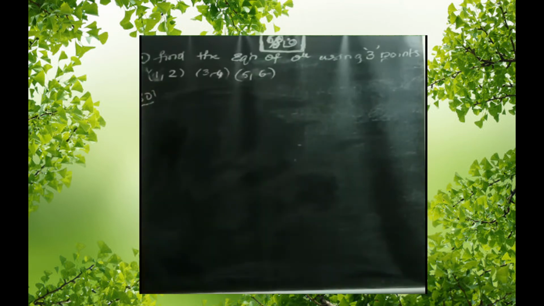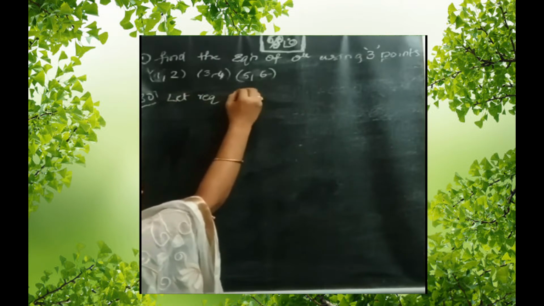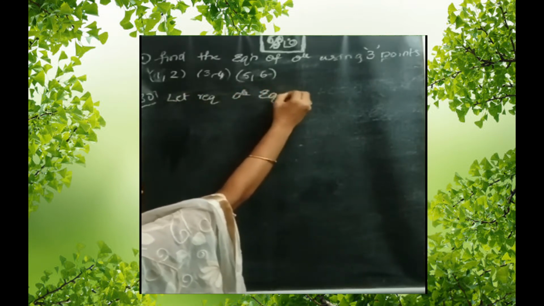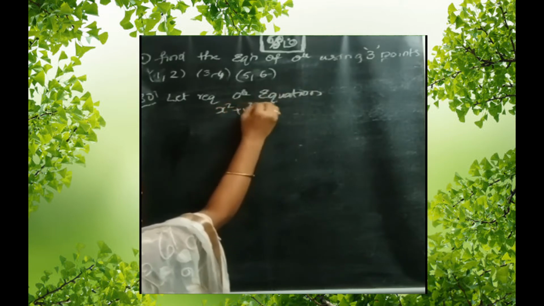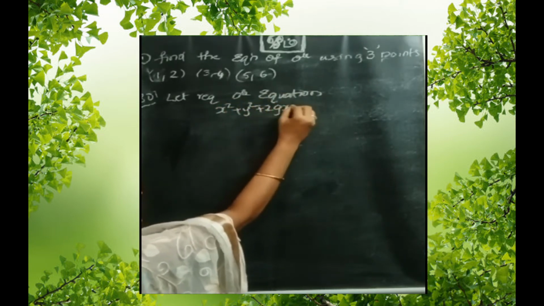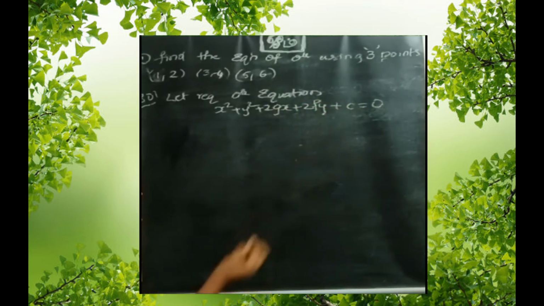Now this is another problem: find the equation of the circle using these 3 points, (1, 2), (3, minus 4) and (5, 6). What do we know? Let the required circle equation be x squared plus y squared plus 2gx plus 2fy plus c equals 0. This is our required circle equation.